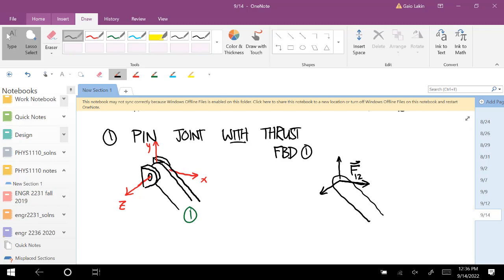Can I rotate about the x-axis in this without breaking the joint? No. Can I rotate about y? No. Can I rotate about z? Yeah, it should be, or it's not well lubricated. So there's no couple about z, but there is about x and y.